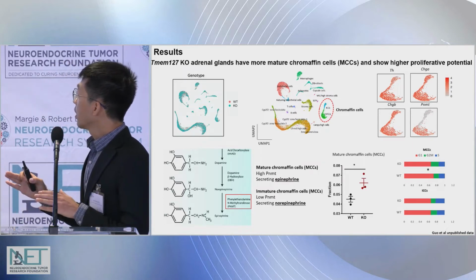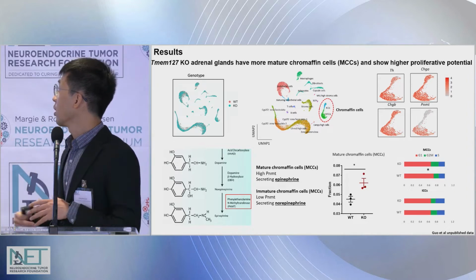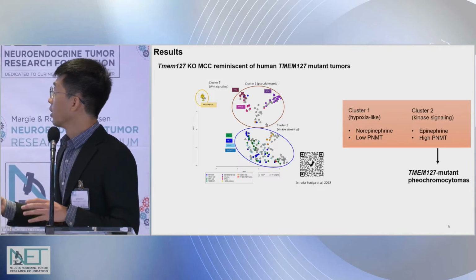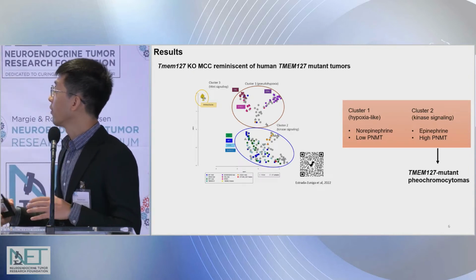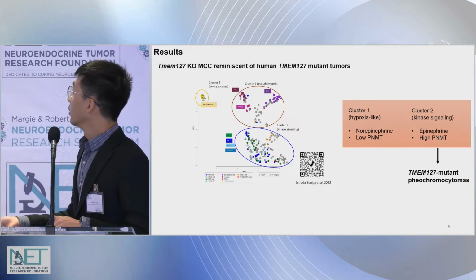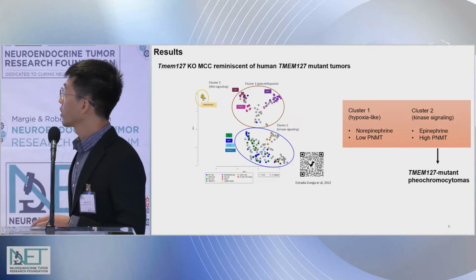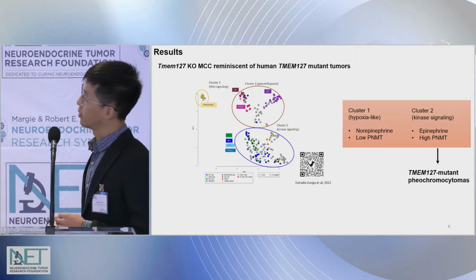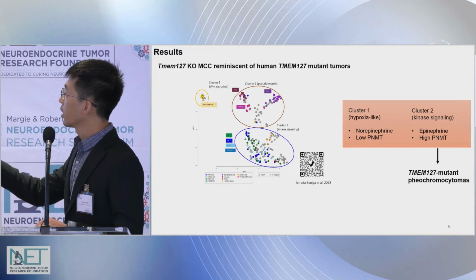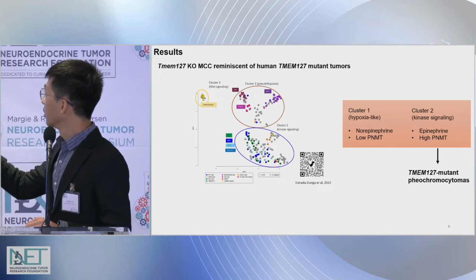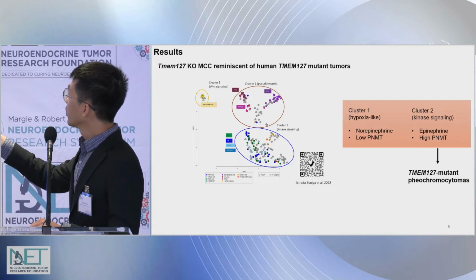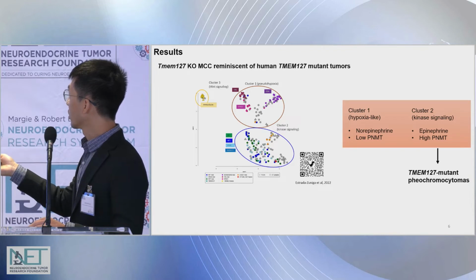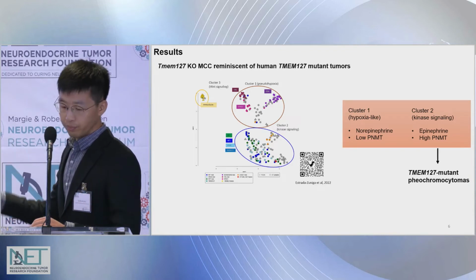TMEM127 affects more the mature chromaffin cells, not the immature chromaffin cells. It's relevant to human disease, since pheochromocytomas are roughly divided into two clusters. Cluster 1 is pseudohypoxia, featured by secreting norepinephrine with low PNMT expression, while cluster 2 is a kinase signaling group, featured by secreting epinephrine with highly expressed PNMT. The TMEM127 mutant pheochromocytomas belong to cluster 2.